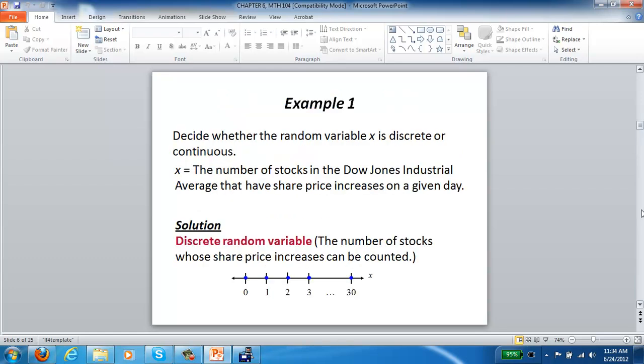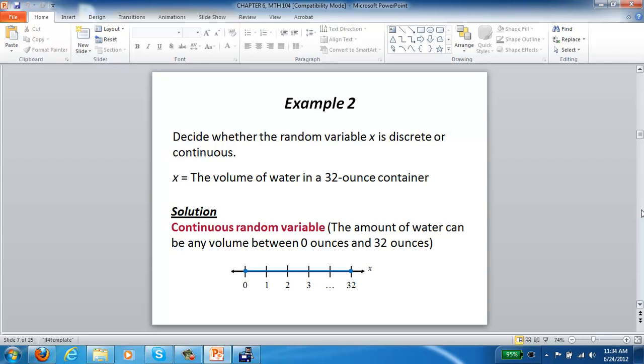how much we use for continuous. So example number 1, the number of stocks. Number of stocks is how many stocks. So this is going to be a discrete random variable. We are able to count the number of stocks. Example number 2, the volume of water. So the amount of water can be any volume from 0 to 32 ounces, any number. So this is a continuous random variable.